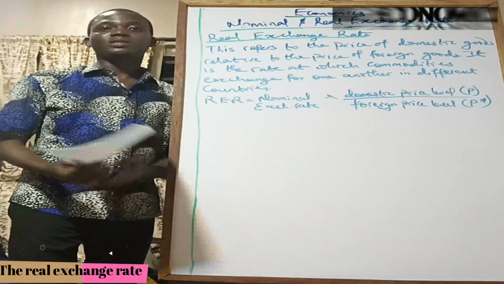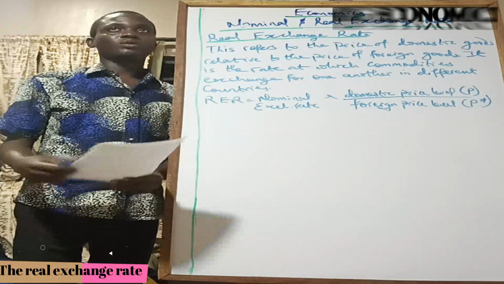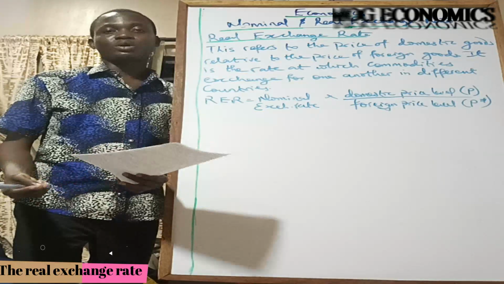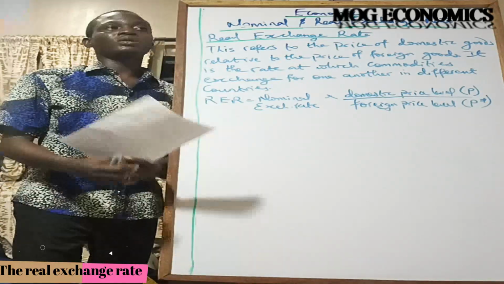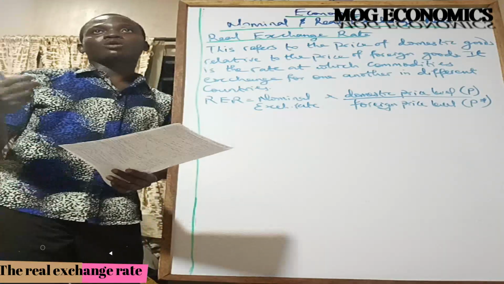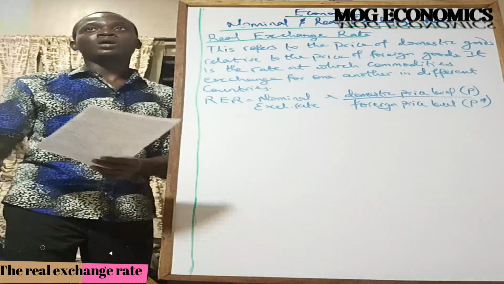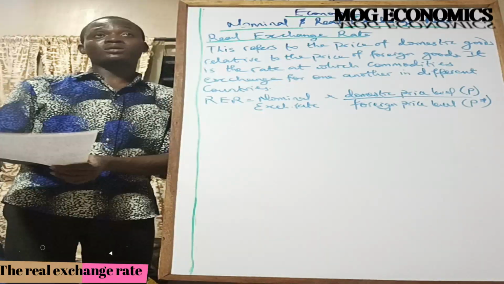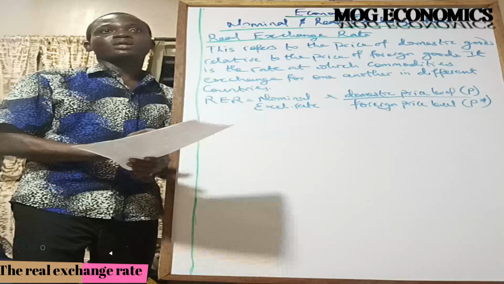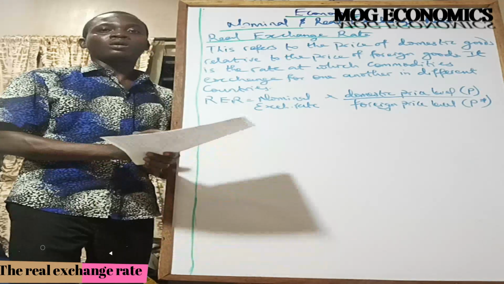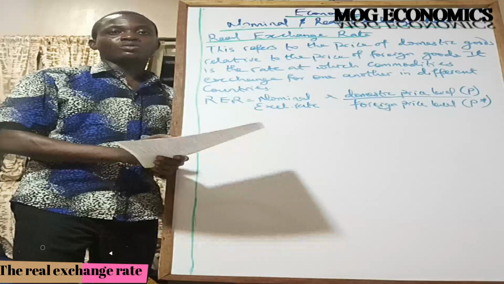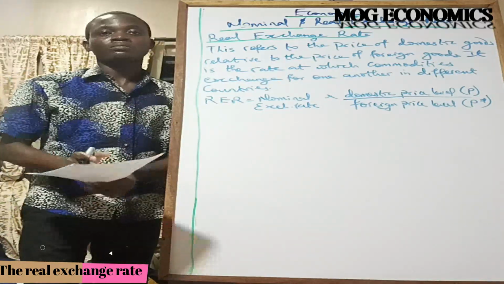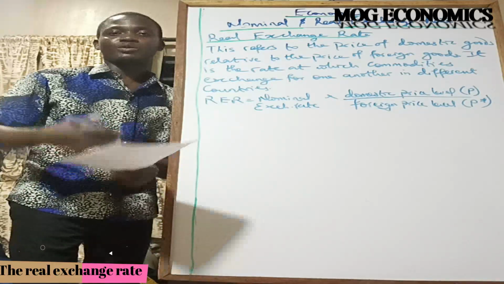So today we'll be looking at the real exchange rate. The real exchange rate measures the purchasing power of the nominal exchange rate. Unlike the nominal exchange rate, which is about how much of the paper currency of a country exchanges for the paper currency of another country, the real exchange rate looks at how many goods of a country's currency must be sacrificed to get how many goods of another country. So it's talking about real terms.